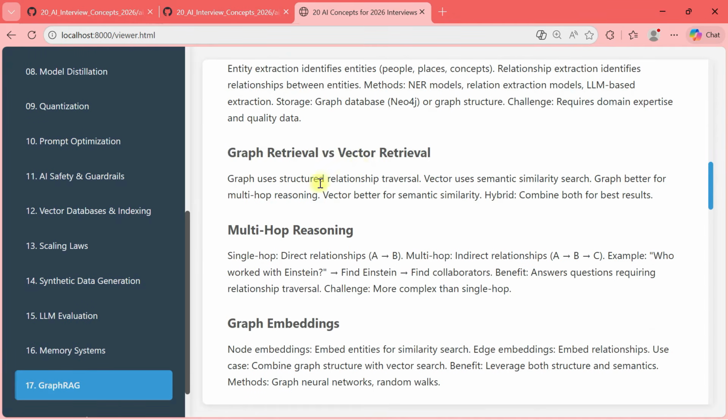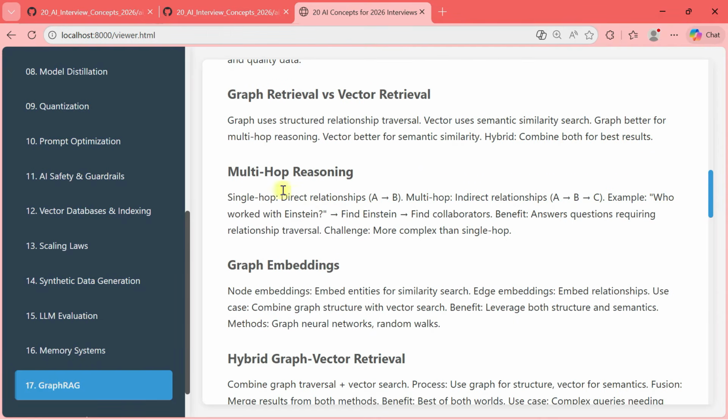Graph retrieval versus vector retrieval. Graph uses structured relationships, vector uses semantic similarity. Graph is better for multi-hop reasoning, vector is better for semantic similarity. Hybrid, you can combine both. Multi-hop reasoning means, one example is here.